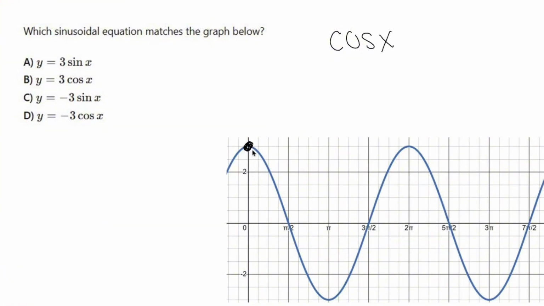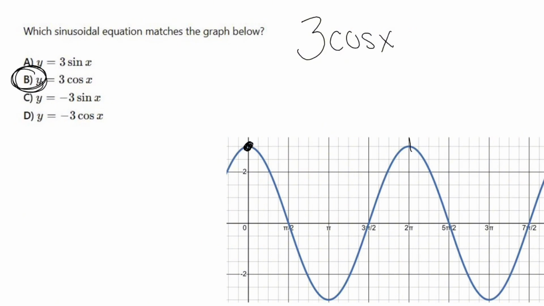Sine starts at 0, 0. Cosine starts above it. Not only does it start above it, it starts 3 units above it, which means as long as nothing shifts up or left or right or down, I have just a regular old 3 cosine x. I'm not worried about a change in the period or any moving left or up or down. It starts up here, goes up to 3, bottoms out at -3, repeats every 2 pi, like it does right there. Everything is good.